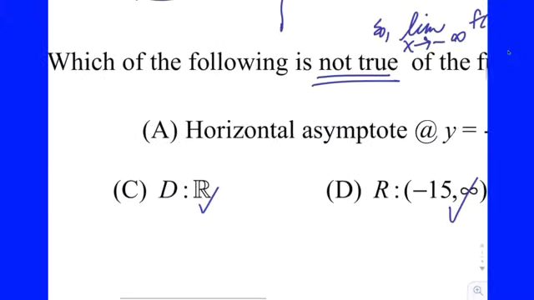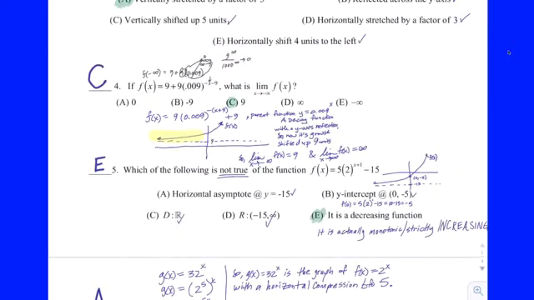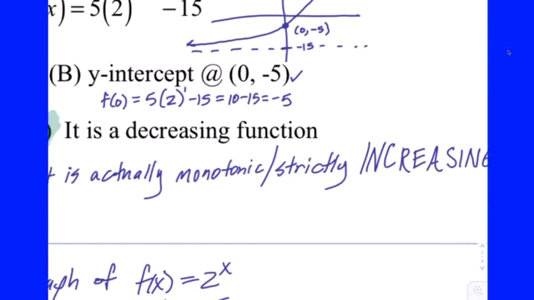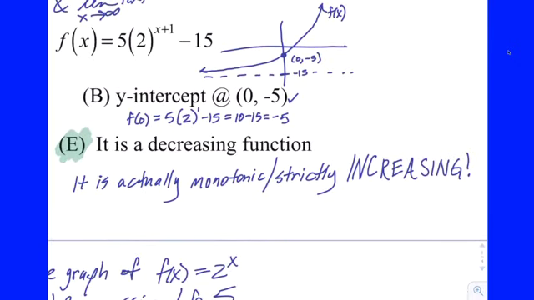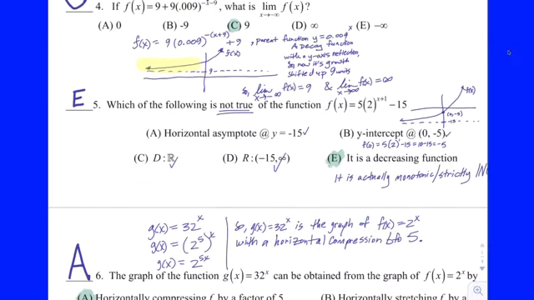This says the domain is all real numbers. That's kind of the computer way to write all real numbers. And that's true. This one says the range is negative 15 to infinity. That's also true, everything above that. And then it's a decreasing function. I put, no, it's actually monotonic or strictly increasing, right? And so E would be the one that is false. That's answer choice E. E on number 5. 5 is E.